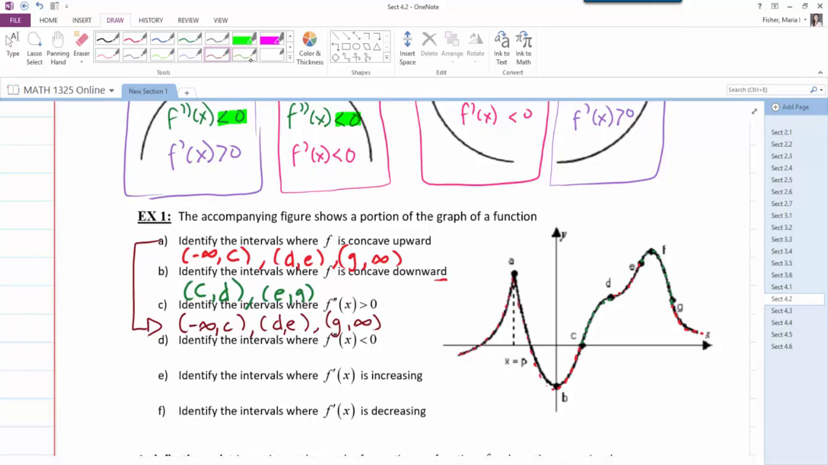And part D is asking us to identify the intervals where the second derivative is less than 0. Well, that's the same thing as concave downward, which means from C to D and E to G.